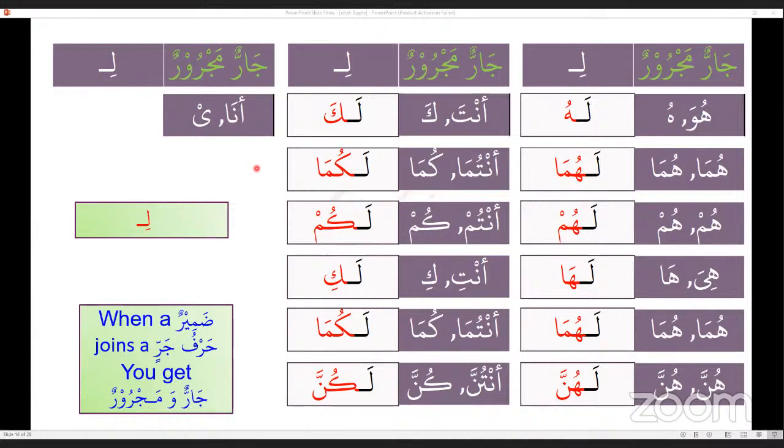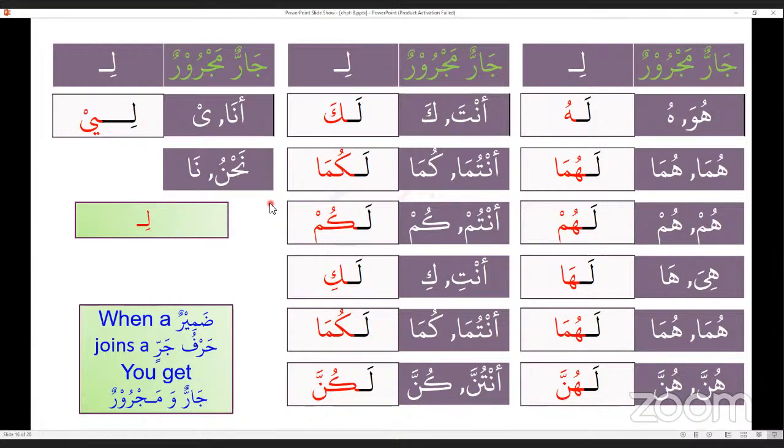It will be li, sister. You are just attaching that ya mutakallim, li. You will elongate the sound a little bit. What about us? Lana. Though this harfu jar is li, if you have noticed, whenever a dhamir is getting attached to li, it is only taking fatha. It is only for nice readability. Only for that reason.